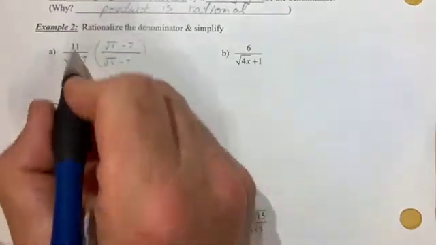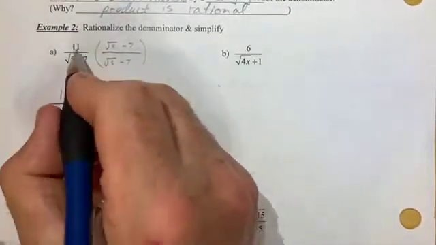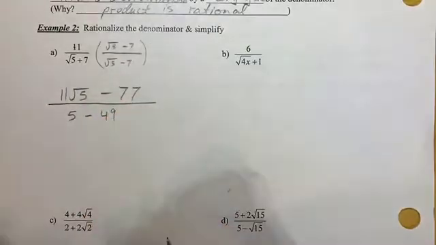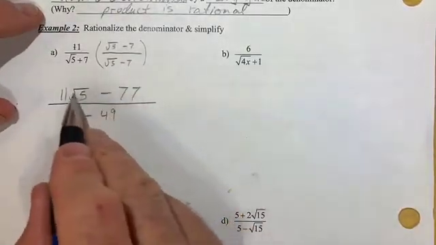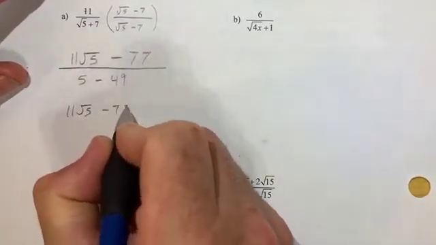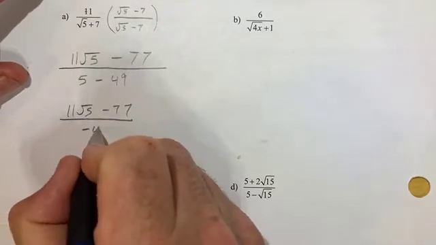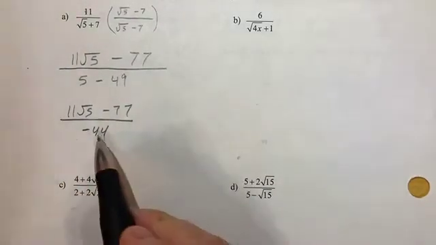The top, not so nice. It's going to be 11 times root 5 minus 11 times 7, which is 77. Okay, but there's the only radical now. So let's see. Here's what we got: 11 root 5 minus 77 all over negative 44. That's kind of done, or is it?